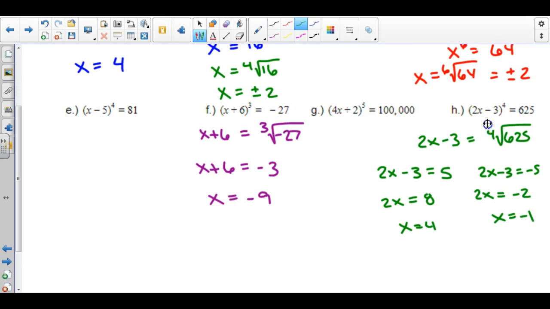So if I were to take either of those values and substitute them in for x, I would end up getting 625. So if you took 4 times the 2, that'd give you 8. 8 minus 3 is 5, and 5 to the 4th power is 625. If I take negative 1 and I substitute it in for x, 2 times negative 1 is negative 2. Negative 2 minus 3 is negative 5, and then negative 5 to the 4th power would be negative 5 times negative 5 times negative 5 times negative 5, and would turn into a positive 625. So both of those values are going to work.